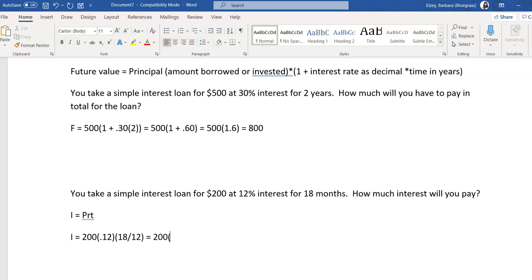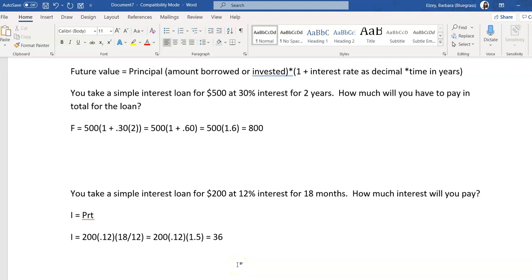So I'm going to go ahead and put 18 divided by 12 into my calculator, which is really 1.5 when I do that in my calculator. Now we can do the whole thing, 200 times 0.12 times 1.5, all in our calculator. Even the simple calculator, you can do this all at once. And this ends up being $36 in interest.